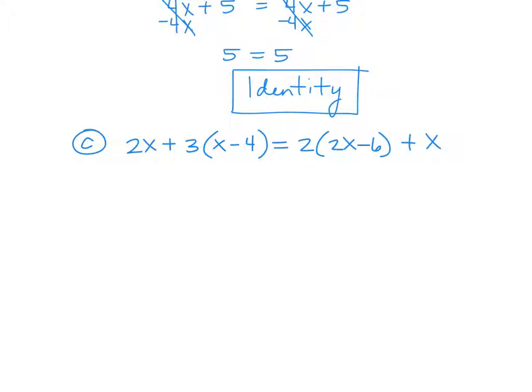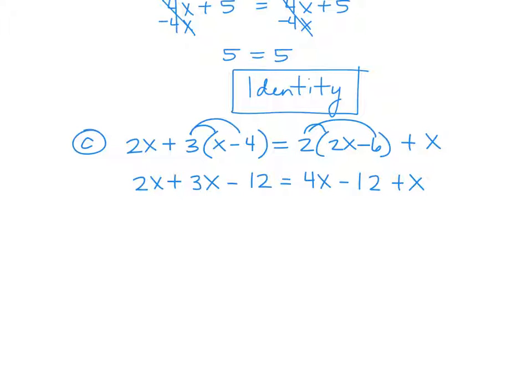All right, 2x plus 3 times x minus 4 equals 2, parentheses 2x minus 6 plus x. So to simplify this one, we've got to do the distributive property, right? So we're going to distribute here, and we're going to distribute here. We get 2x plus 3x minus 12, because that minus 4. Then 2 times 2x, so 4x, minus 12 plus x.